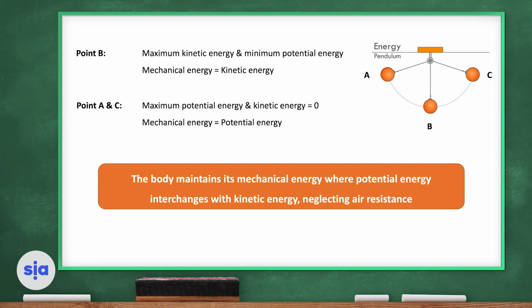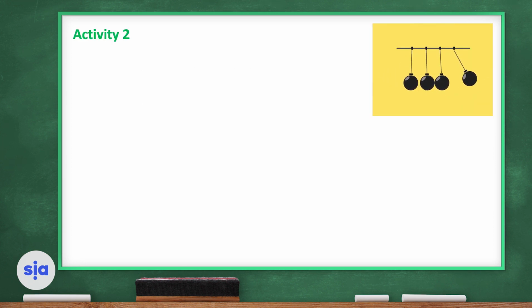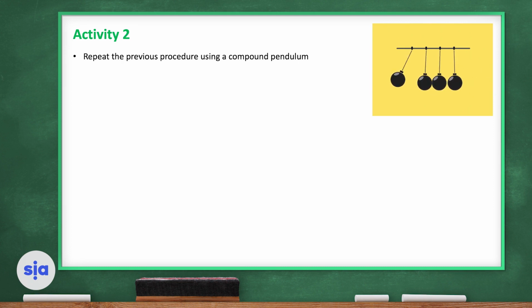This means that the body maintains its mechanical energy where potential energy interchanges with kinetic energy, neglecting air resistance. Here is activity number 2. Repeat the previous procedure but using a compound pendulum. We said that the simple pendulum contains only one ball, but the compound pendulum contains more than one ball.